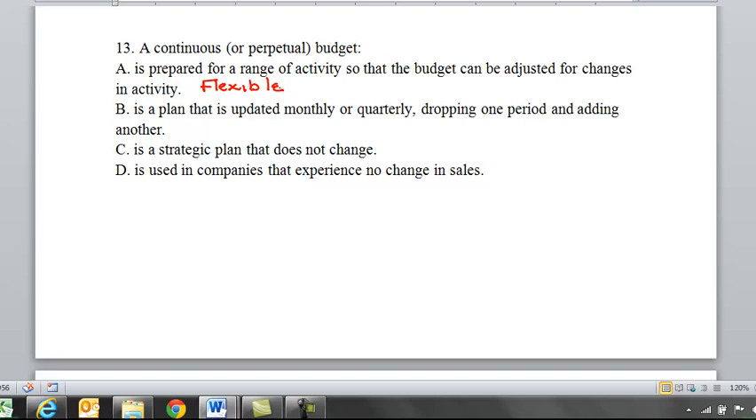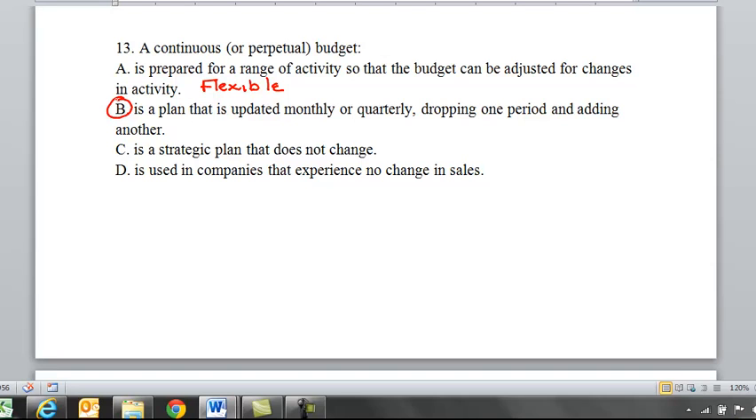B is a plan that's updated monthly or quarterly, dropping one period and adding another. That definitely sounds like perpetual. Always getting rid of what's old, putting what's added on what's new. C is a strategic plan that does not change. Perpetual means it should be continuously changing.